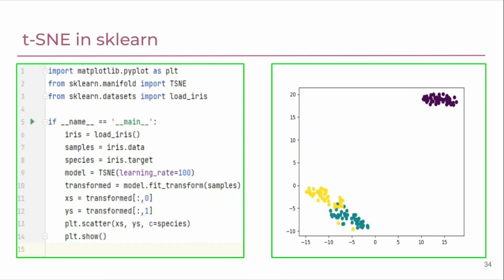To start with, import t-SNE and create a t-SNE object. Apply the fit_transform method to the samples, and then make a scatter plot of the result, coloring the points using the species. There are 2 aspects that deserve special attention: the fit_transform method, and the learning rate.